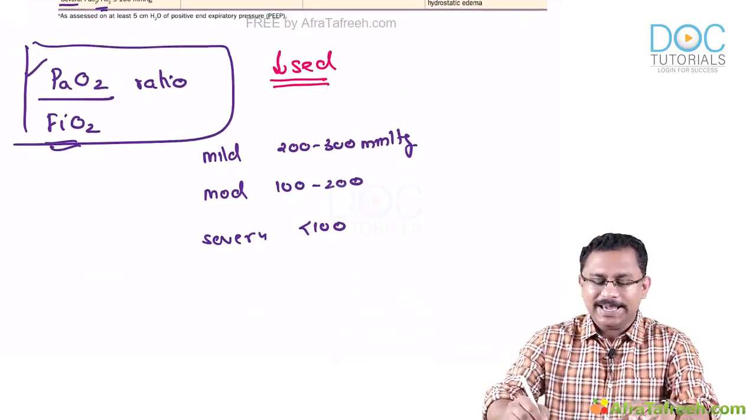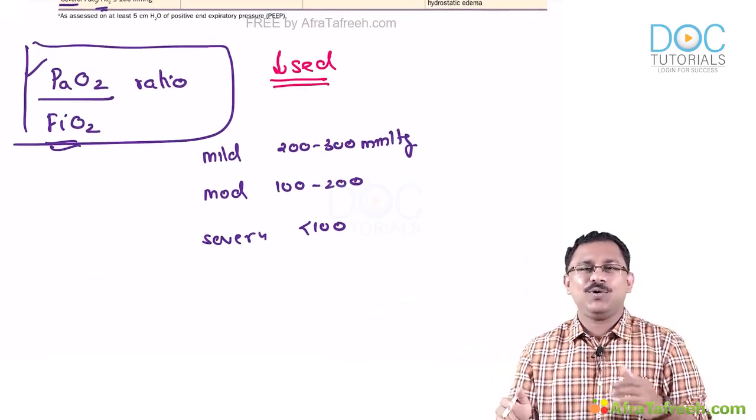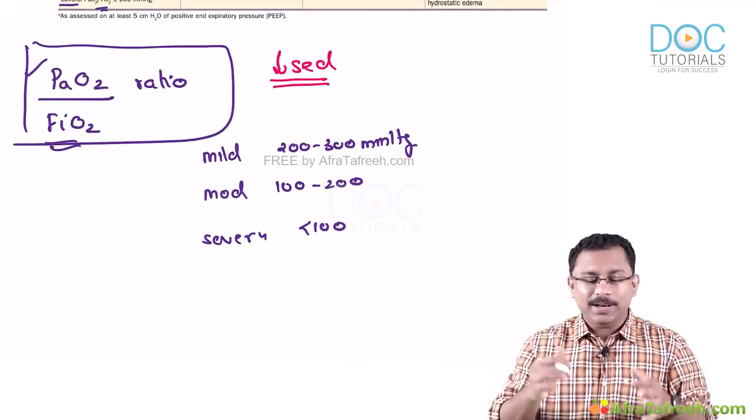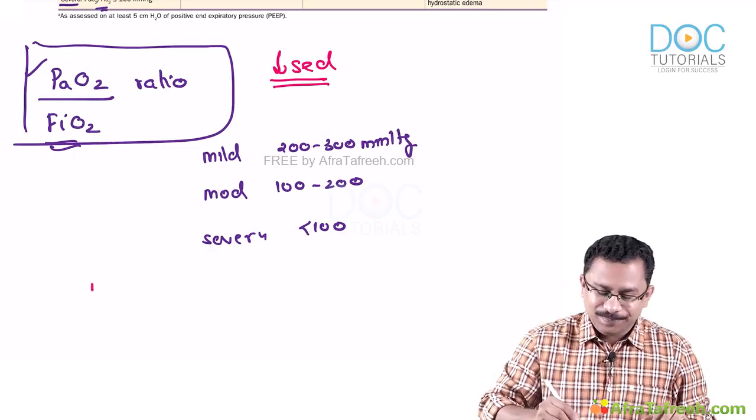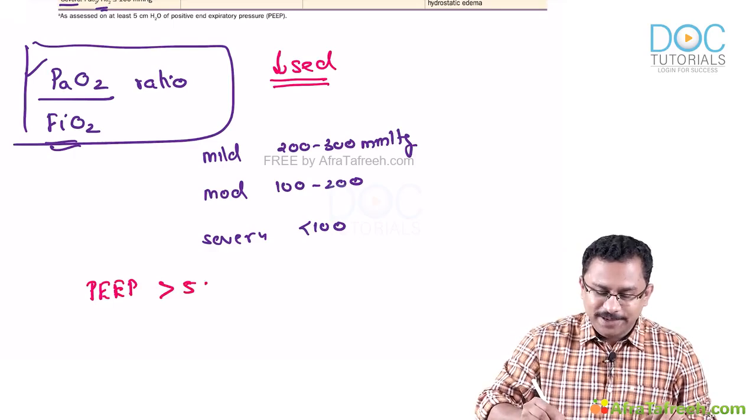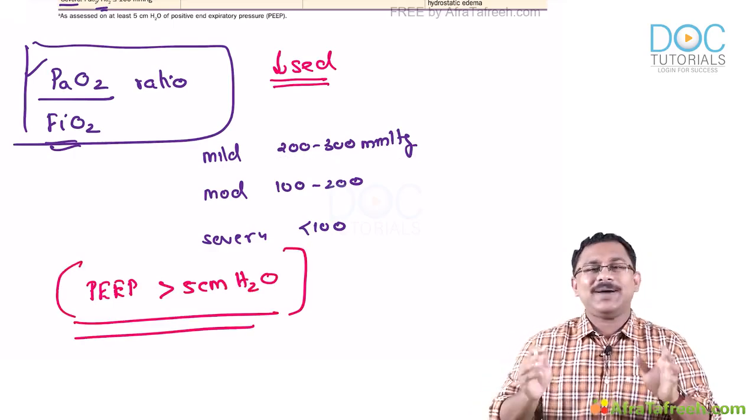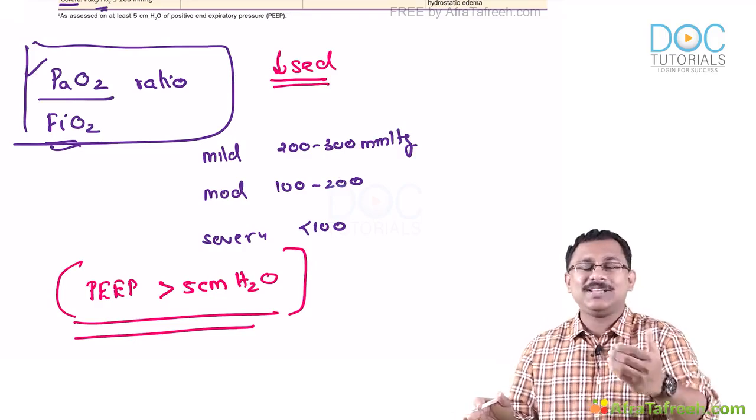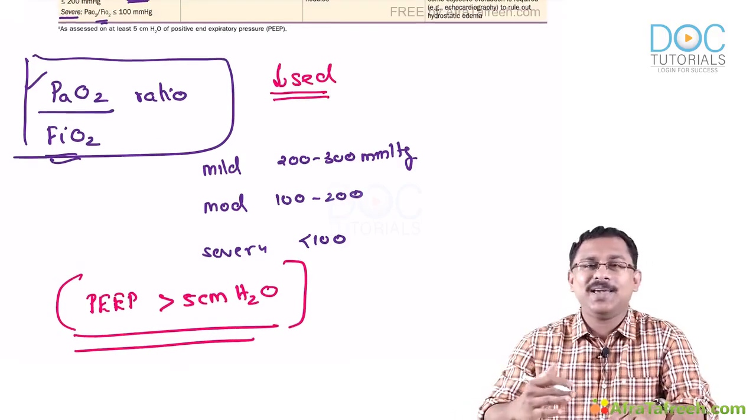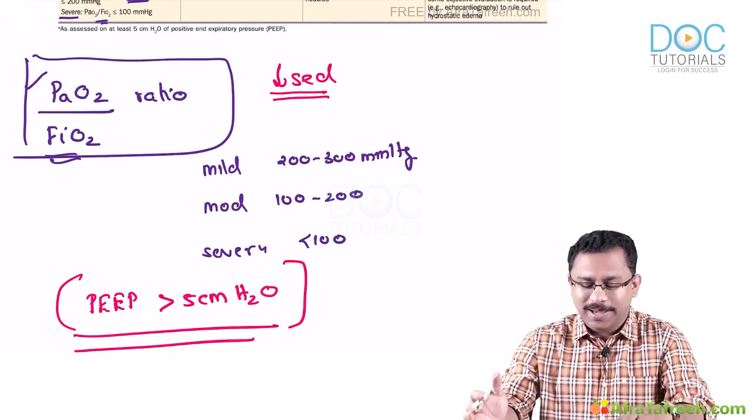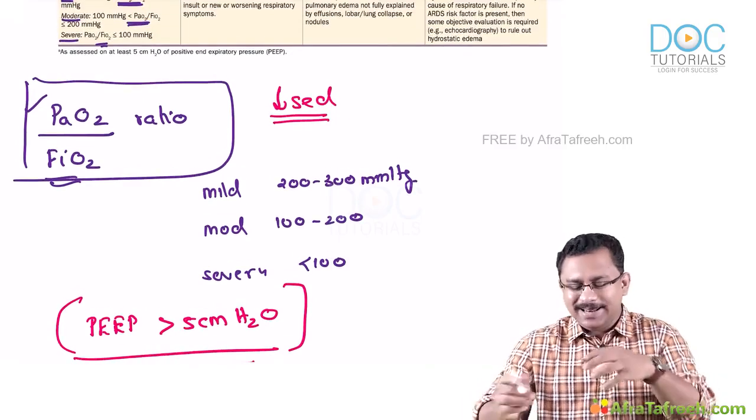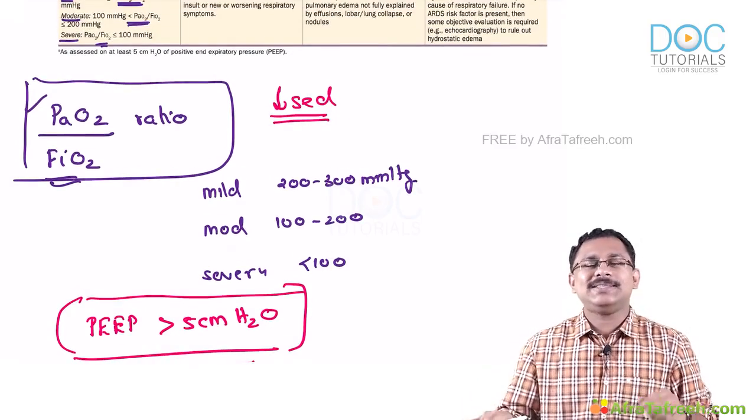Now remember this PaO2 by FiO2 is actually calculated when the PEEP is more than 5 centimeter water. So you keep the PEEP at more than 5 centimeter, and that is when you estimate the PaO2 by FiO2 ratio. Okay, all right. So why do I say that the PEEP has to be above 5 means?